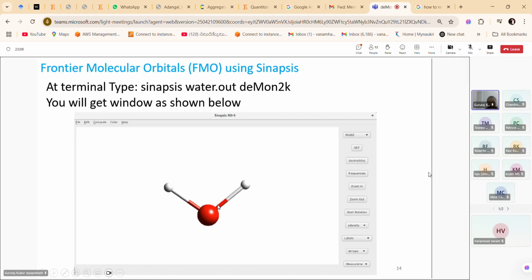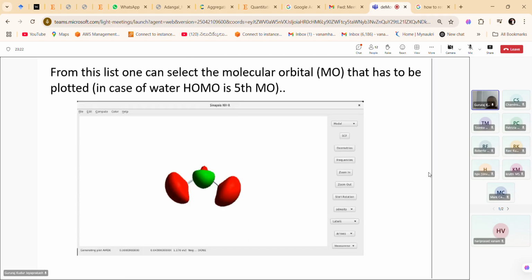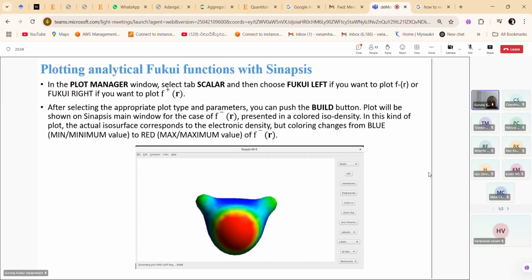You will get a file like this, and then you can select whether you want to use the molecular orbital. Here in the water case, you select the HOMO or LUMO, and then just keep the plot. You will get the HOMO LUMO orbitals.